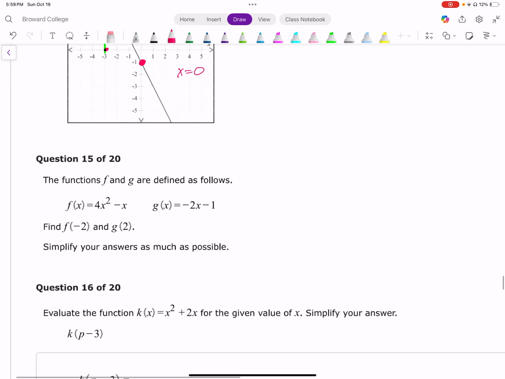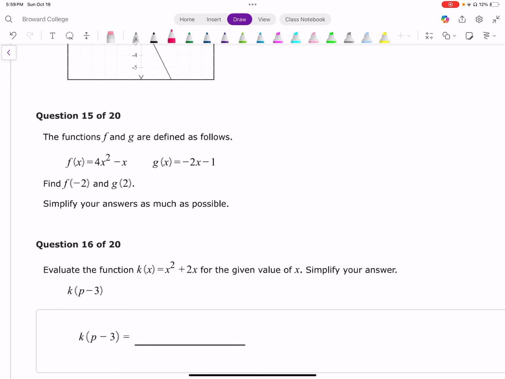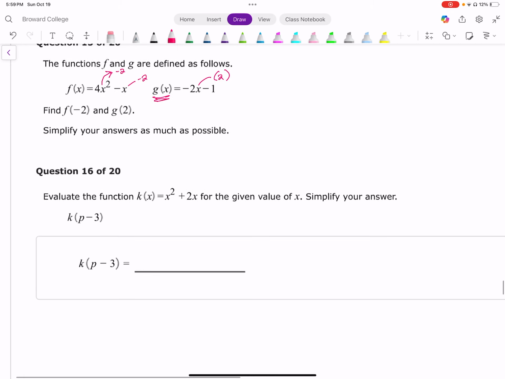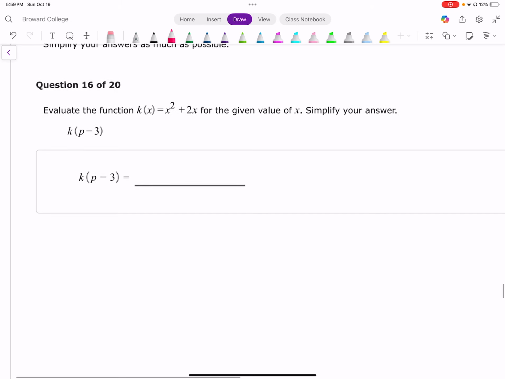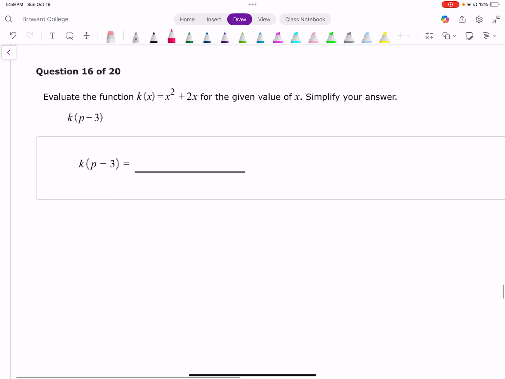All right, number 15 is a matter of substitution. If I'm looking for f of negative 2, then in my f of x function, I'm going to substitute negative 2. And you should all know how to calculate once you know what to substitute. And if I'm looking for g of x is 2, then I look for my g of x function, and where I see x, I put 2. And then just work it out. Solve as normal.